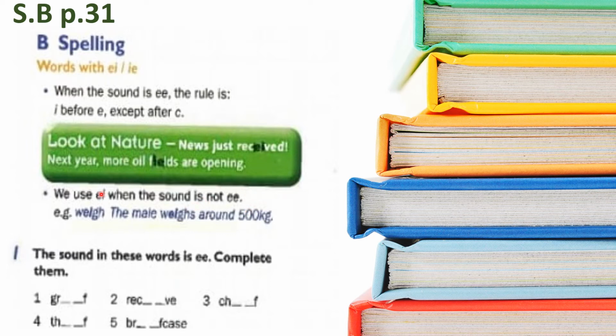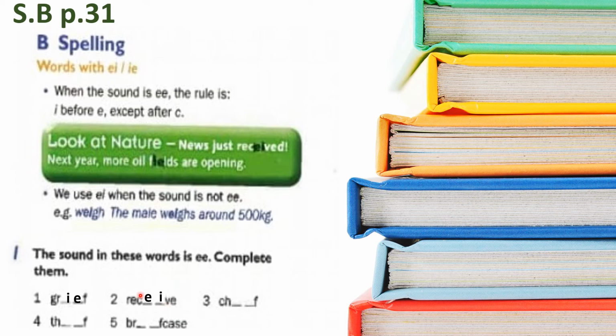So, let's answer question number 1. The sound in these words is E. Complete them. Let's start with the first one. The first word is grief. Yes, IE, grief, which means sadness. Grief. Number 2, we have receive. Yes, receive. But notice here, we have EI with sound E.